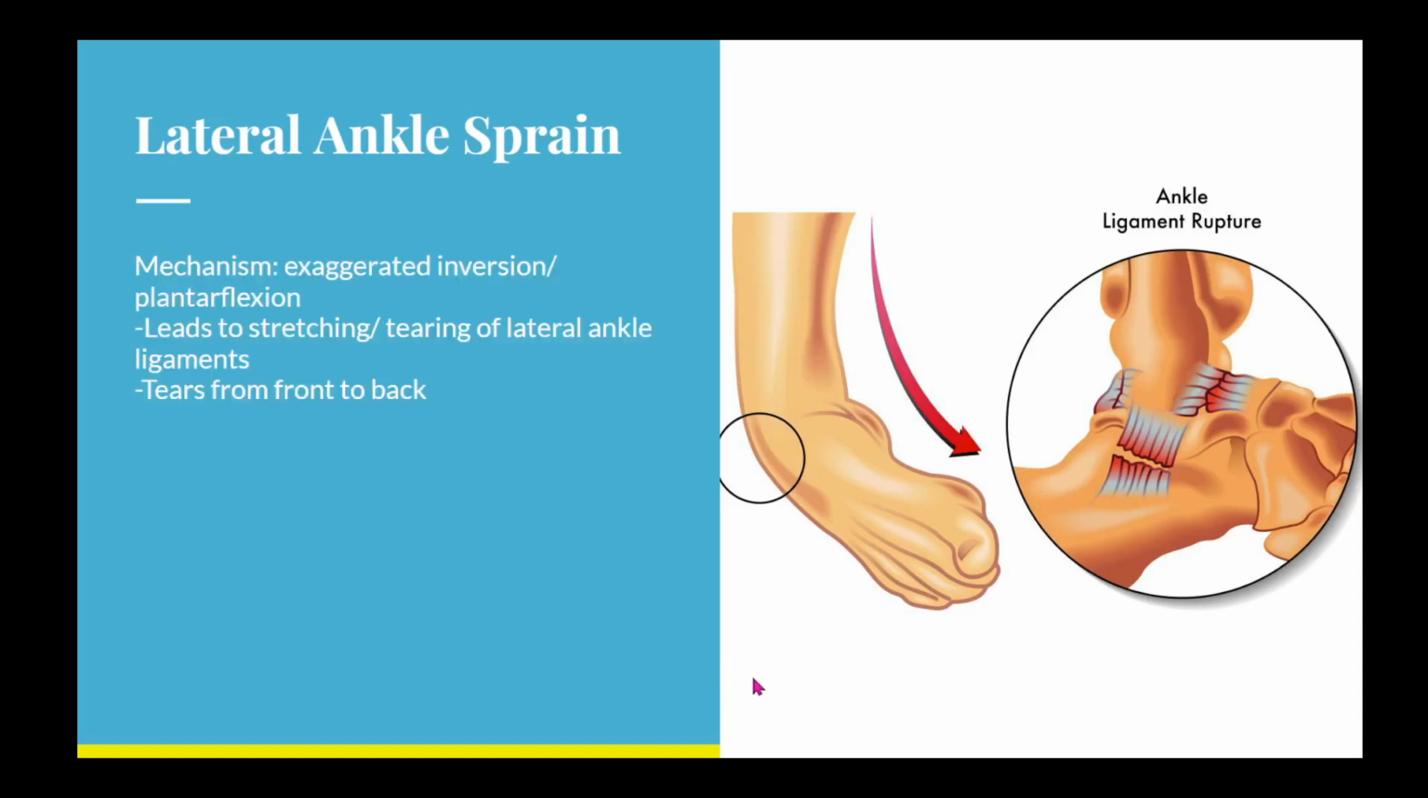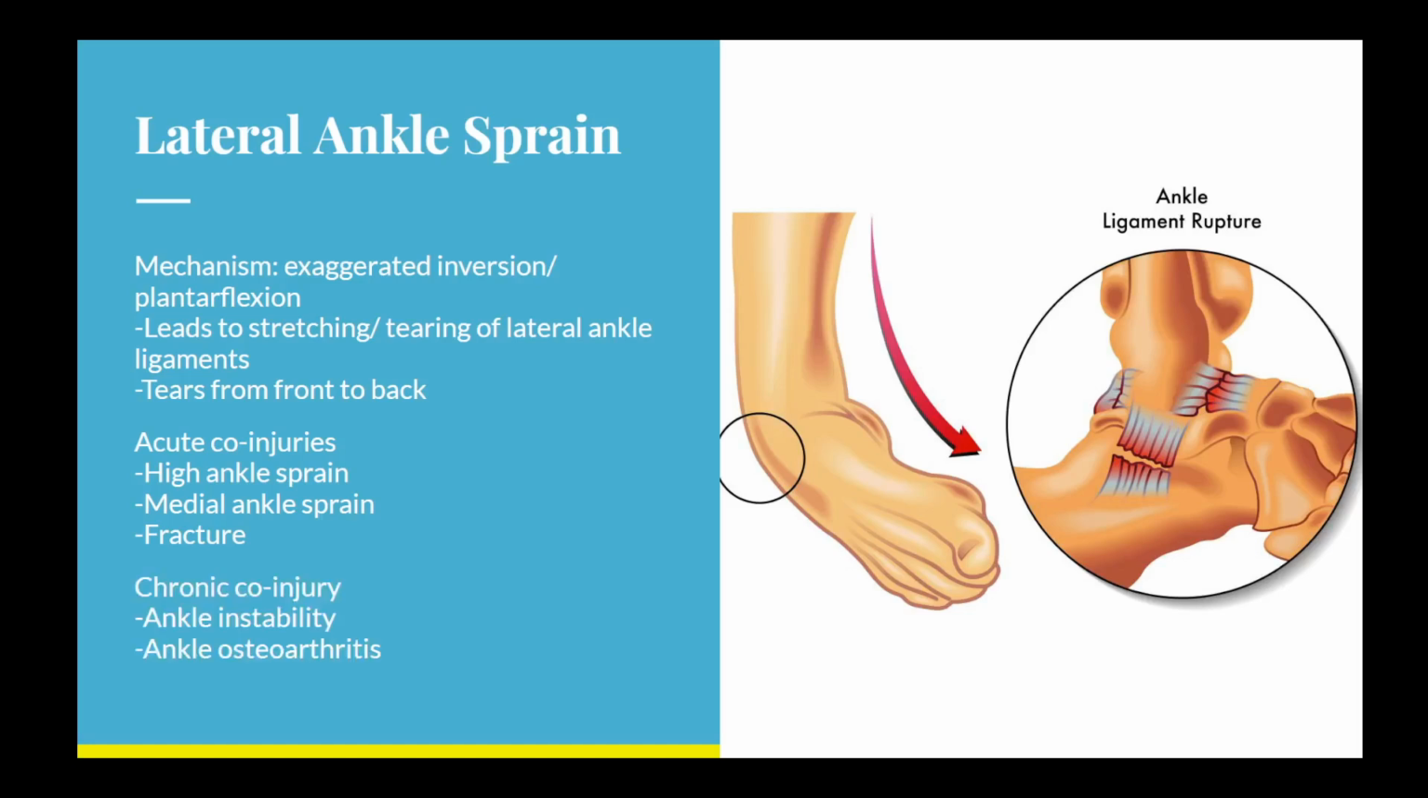So some flavor of exaggerated inversion, and those ligaments almost always tear. Acutely, you can have high ankle sprains. You can have medial ankle sprain, which is a sort of different lesion, but they can co-occur. And then you can have a fracture, which of course is not really an ankle sprain anymore, but sort of along that continuum of ankle injuries. More chronically, if you have recurrent ankle sprains, you can develop ankle instability and ankle osteoarthritis, especially if you're not treated well or don't do what the doctor recommends.